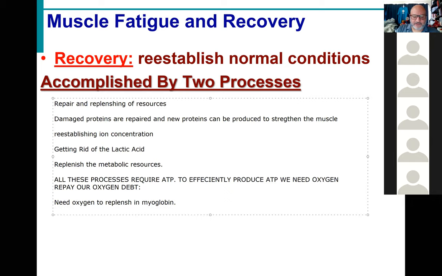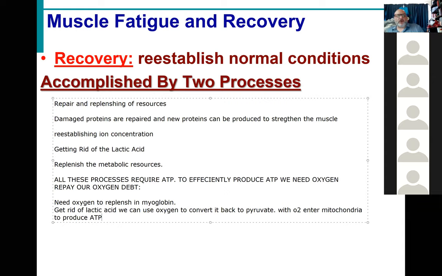To get rid of the lactic acid, we can use oxygen to convert it back to pyruvate. And if we can convert it back to pyruvate, it can then, with oxygen, enter the mitochondria to produce ATP. Once we have that ATP, we can then reestablish ionic concentrations, we can make the proteins that are necessary, we can do all these things. So we need ATP and we need oxygen. So the two big, huge things we have to do is we need to get rid of that lactic acid, we need to repay that oxygen debt so that we can reestablish normal conditions.